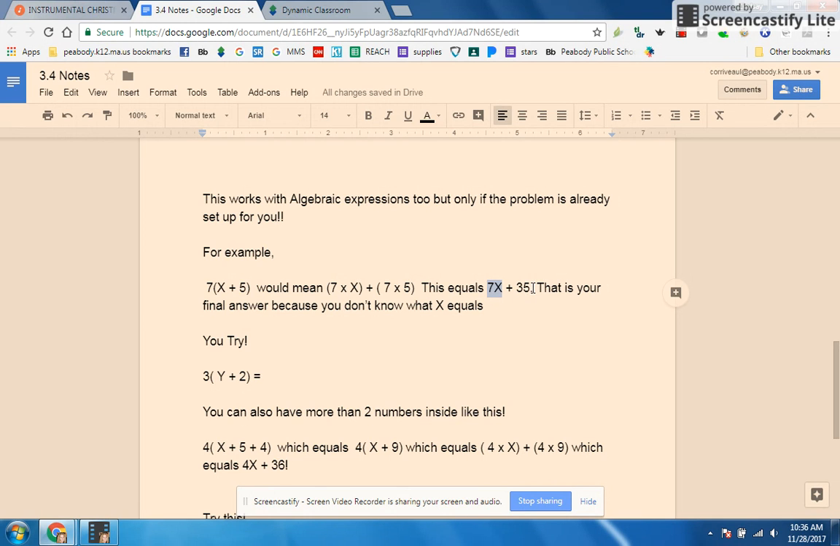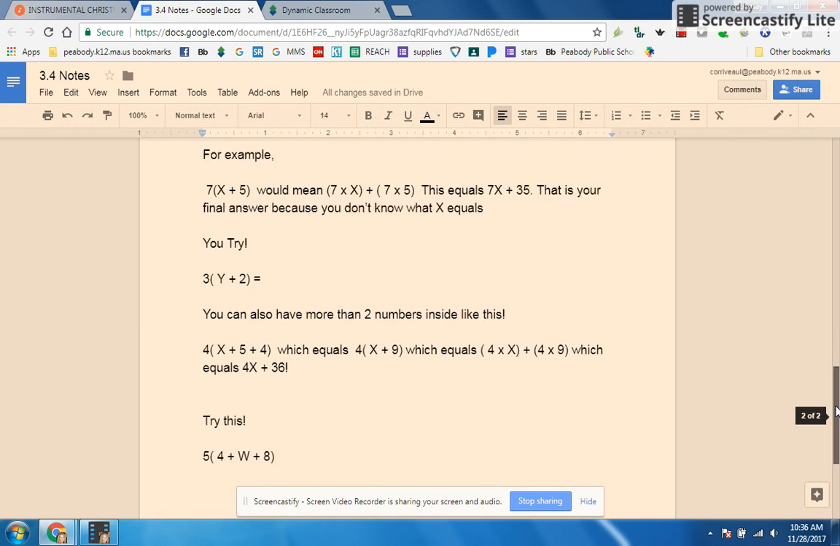7 times 5 is 35. Put a plus sign between them: 7x plus 35. That's your final answer. We don't know what x equals, and we cannot add 35 and 7 together because the 7 is being multiplied to a letter, so we can't just change the problem. There's an order of operations. So you cannot add a constant and a coefficient together.